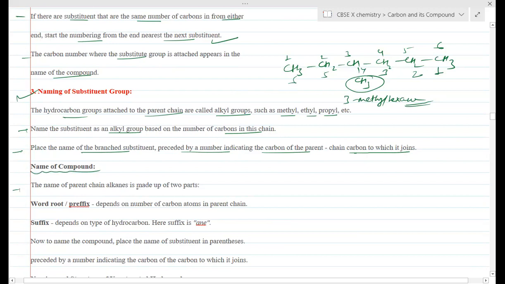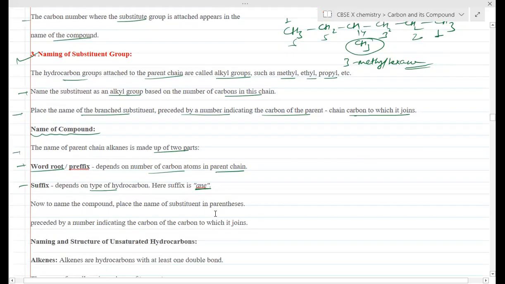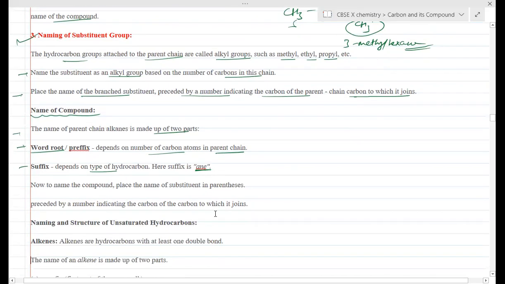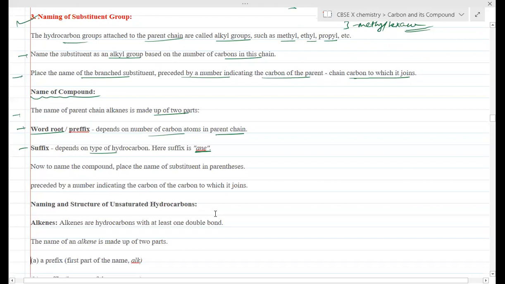The name of the parent chain of alkanes is made up of 2 parts. One is the root word, the prefix, which depends upon the number of carbon atoms in the parent chain, and the suffix, which depends upon the hydrocarbon. All single bonds means we use ane as the suffix. If a double bond is there, we use ene as a suffix. If a triple bond is there, we use yne as a suffix. Now, to name the compound, place the name of the substituents preceded by a number indicating the carbon to which it joins.